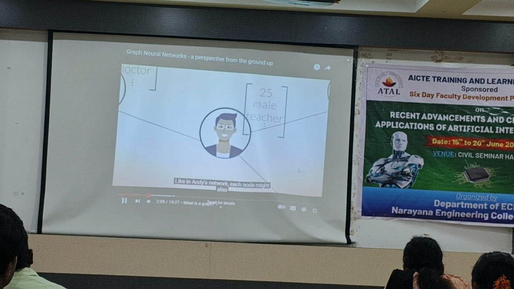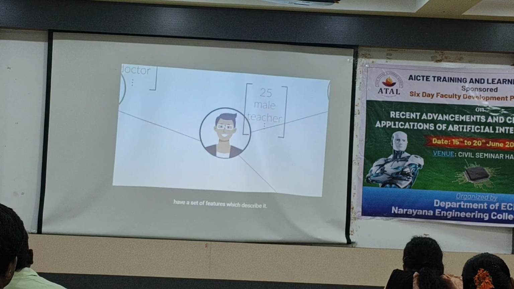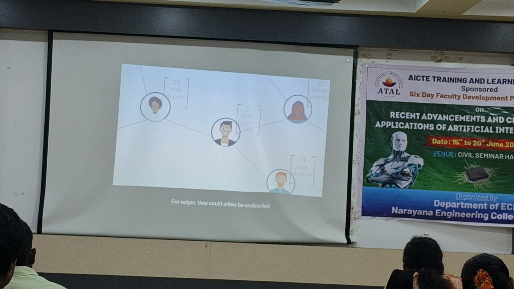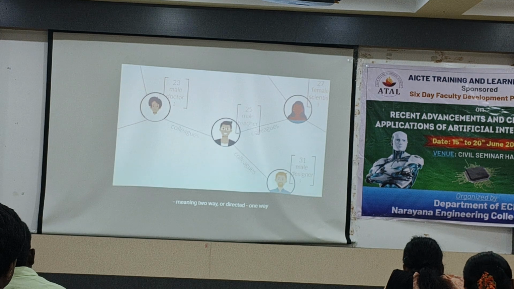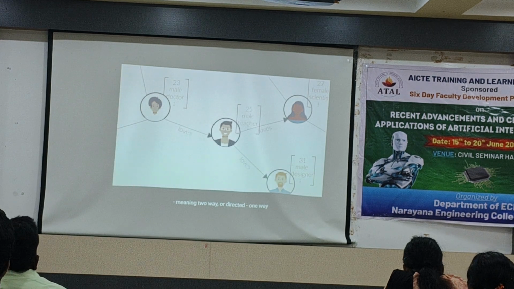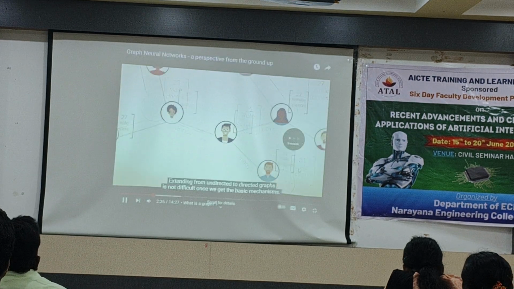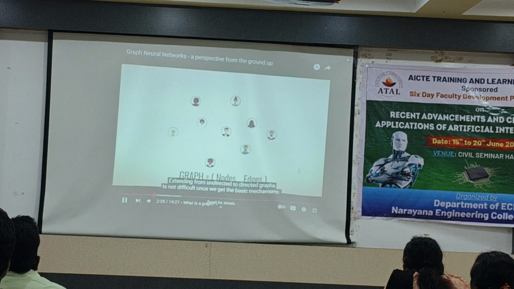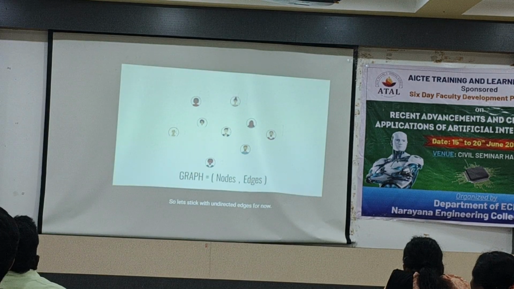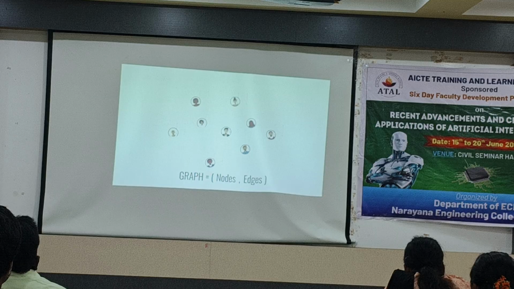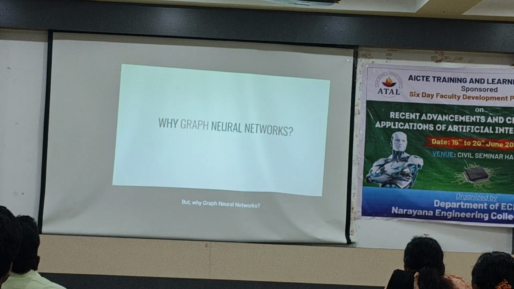Like in Andy's network, each node might also have a set of features which describe it. For edges, they could either be undirected, meaning two-way, or directed, one-way. So let's stick with undirected edges for now. But why graph neural networks?